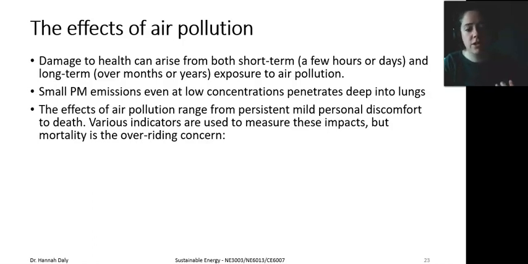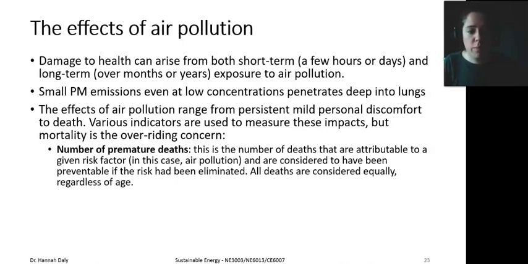And various indicators are used to measure those impacts, but mortality is the overall concern. Mortality is the premature deaths. So the number of premature deaths, that is the number of deaths that have been attributable to a given risk factor, and considered to have been preventable if the risk had been eliminated. So that is what we define as premature death.